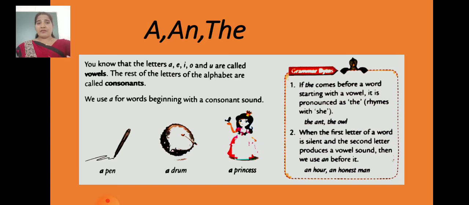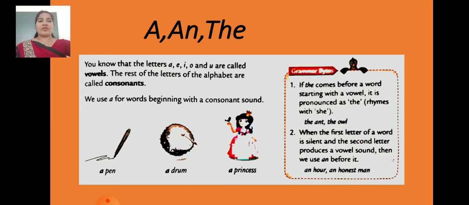So if the word begins with a vowel sound and we are writing the before it, we are not pronouncing it as thuh, we are saying thee. So the pronunciation is like she, thee. Not thuh, we are saying thee. The ant, the owl. So you have to keep all this in your mind.